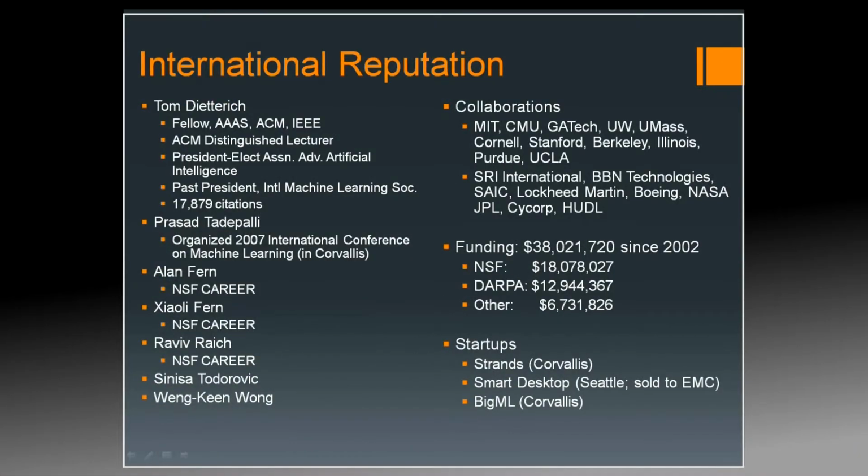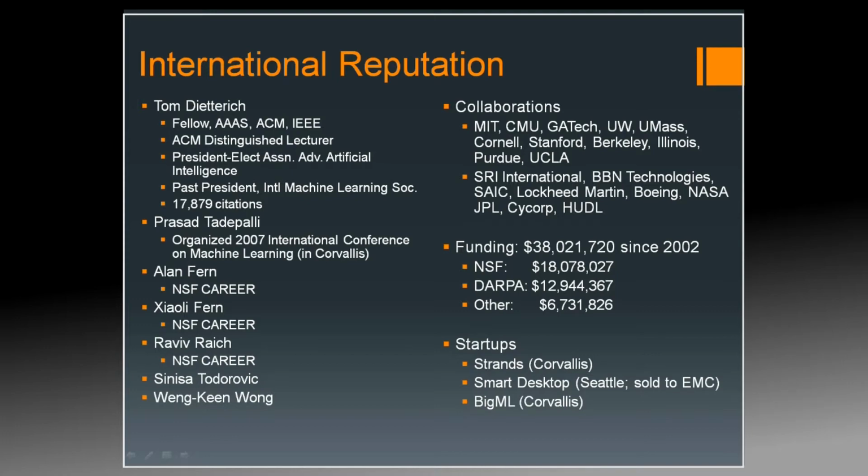And our job is to come up with those generic tools that can be applied all across campus and indeed all across the country. So we've built a large group in machine learning, data mining, and planning over the last 15 years and have developed quite an international reputation. Of course, I've been here the longest, so I'm a fellow of several of the relevant scientific organizations. I am president-elect of one of those organizations, the Association for the Advancement of Artificial Intelligence, and past president of the International Machine Learning Society.